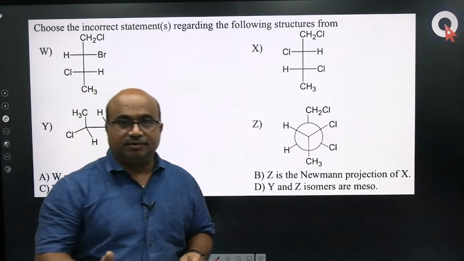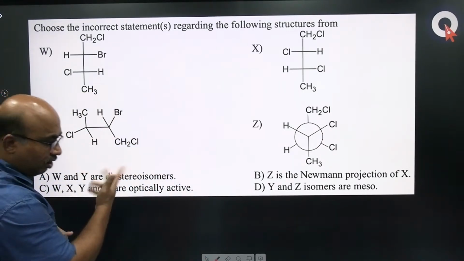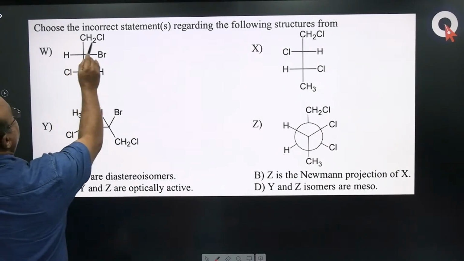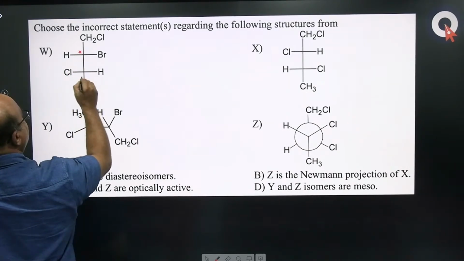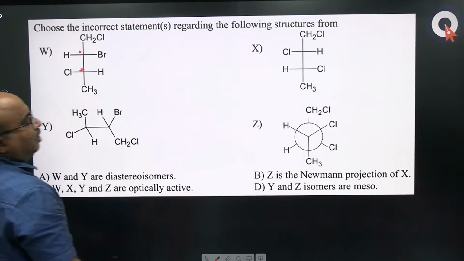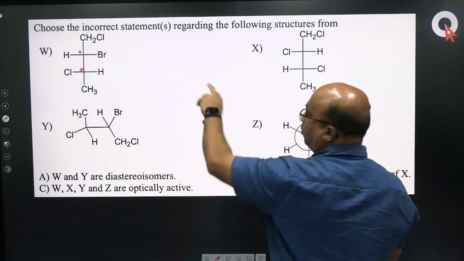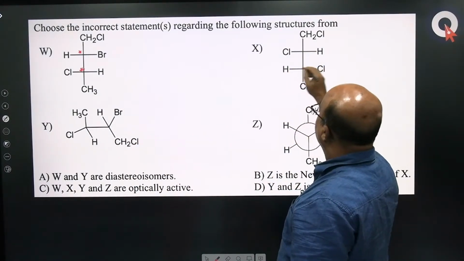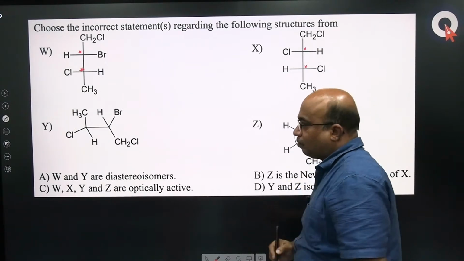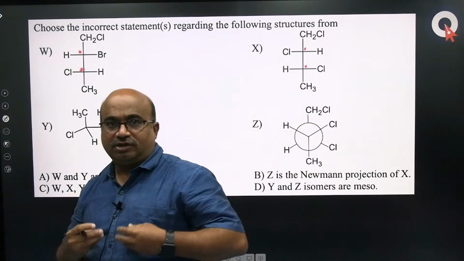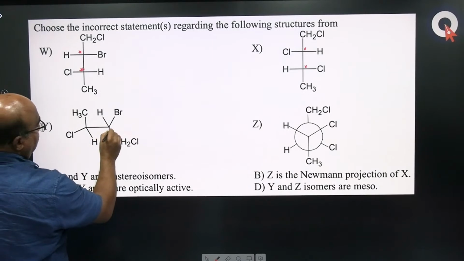But the relations are asked between W, X, Y and Z. Let us see which may be correct. So CH2Cl, H, Br, Cl. This is a chiral molecule, a chiral carbon. This carbon is also a chiral carbon. This is again the same, but only the Cl and Br are changed, the Br is replaced with Cl. So each molecule represented here has, let us say, mostly 2 chiral carbons.